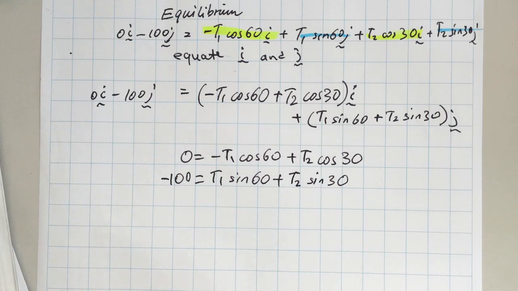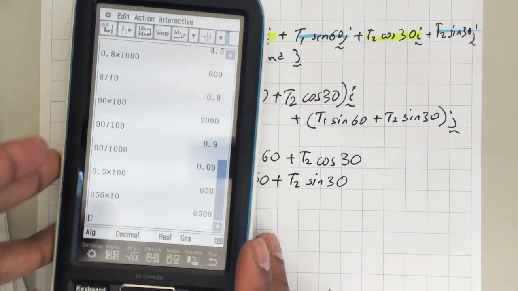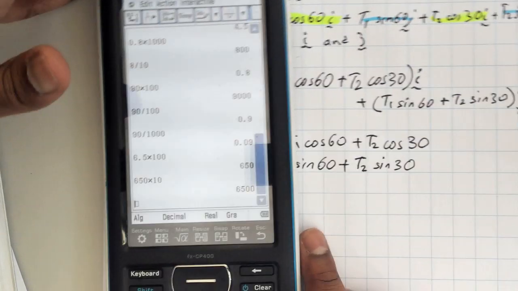Now lo and behold, we have simultaneous equations, which we can put directly into our CAS to solve, or we can solve it manually. Would you like me to show you how to put it into the CAS to solve? Okay, so hopefully there's no glare. So this can be in the video as well. Yep, perfect.